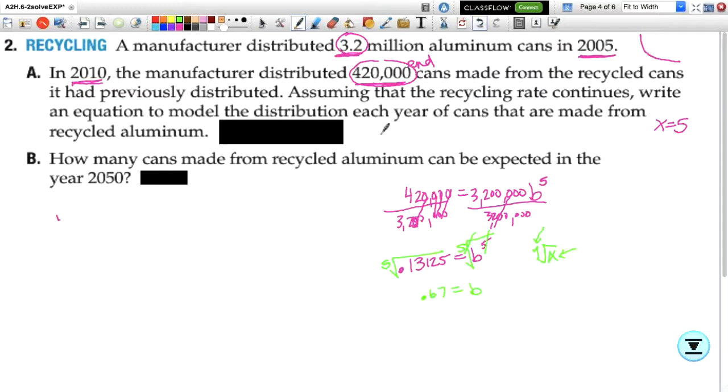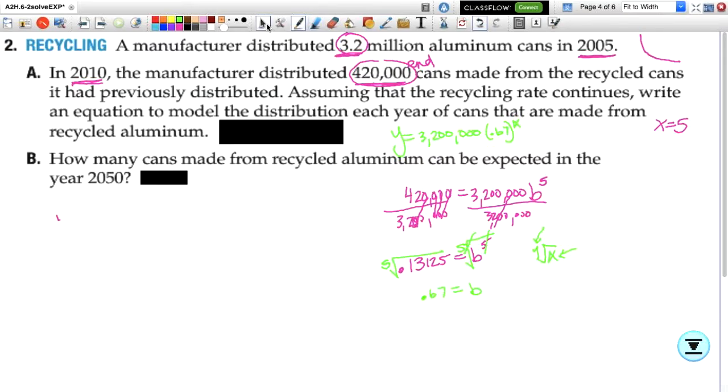So that means my equation is going to be y equals my initial amount, 3, and if you put 3.2 million, that's fine, but if you're calculating, you really want to make sure you have it modeled as the actual number it is, with a 0.67 growth rate, raised to the x amount of years.